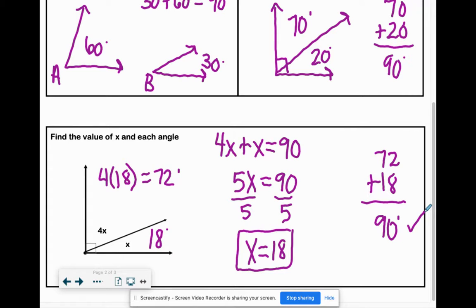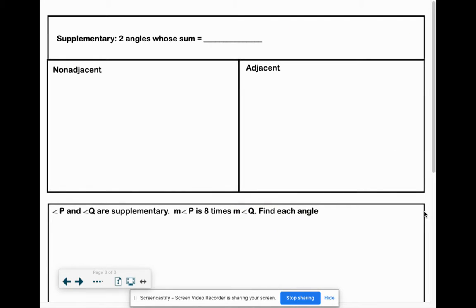What do you think supplementary angles add to? Any guess? 180. Perfect. 180 degrees. So now we can draw two different examples. So remember the non-adjacent ones were the separate ones. So I'll draw an obtuse angle. And then I'll draw an acute one.